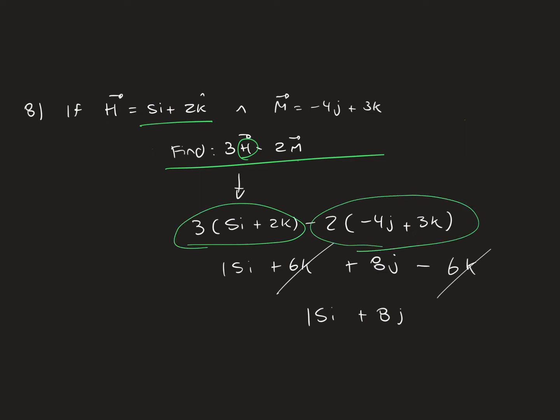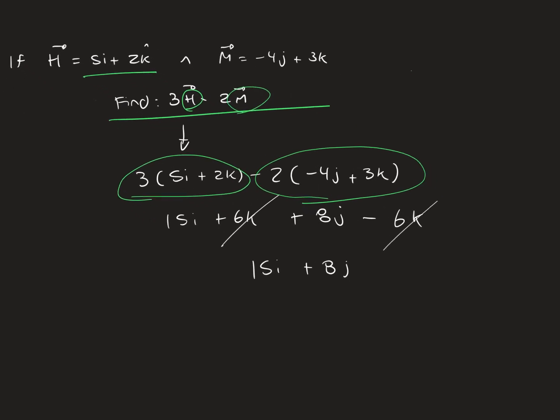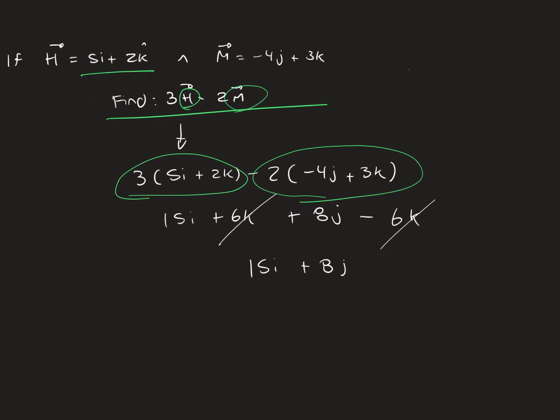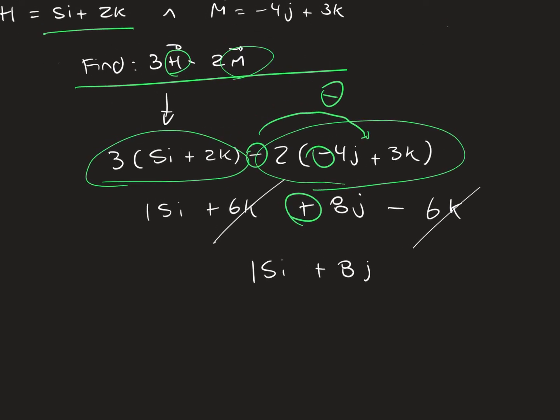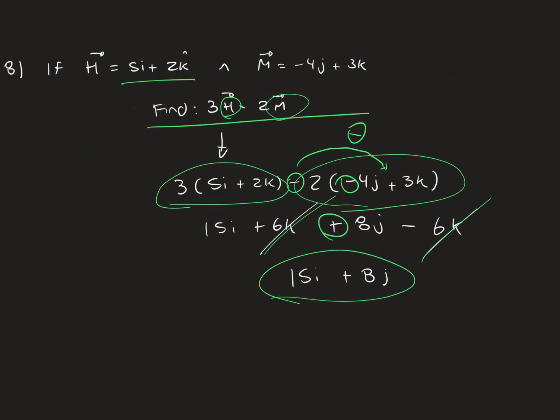thing for n. So that should give us 15i plus 6k on the left side, plus, because minus times minus is positive, so that should be 8j minus 6k. Negative times positive, negative. Now we can cancel out the 6k, and we just add up 15i plus the 8j. So that should be your answer, which represents 3h minus 2n.